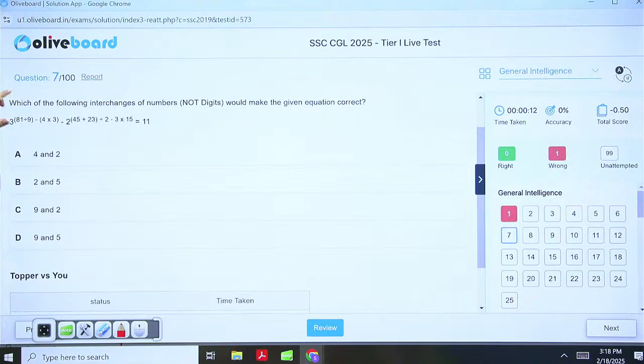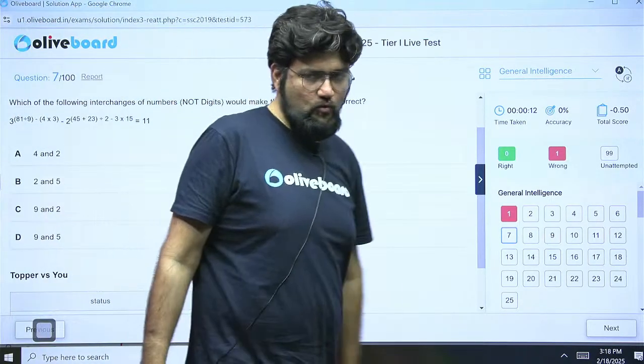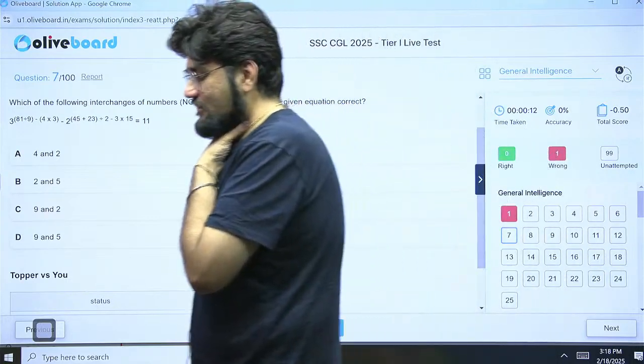Oh, this is an interesting one. I'll tell you why there is an error here. So when I tried to solve it myself, I also got stuck multiple times and got bothered by this question.